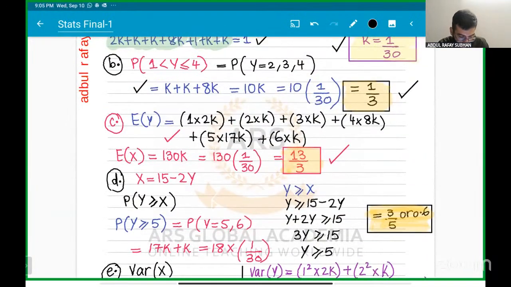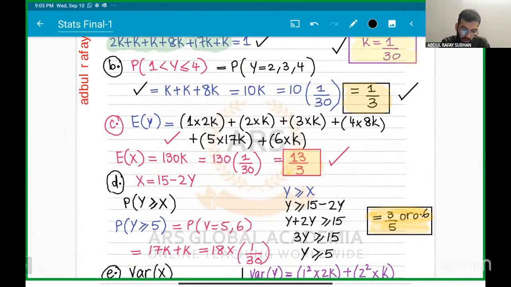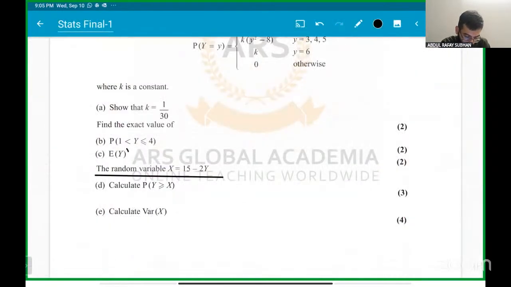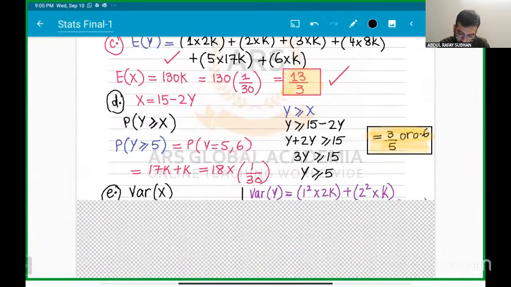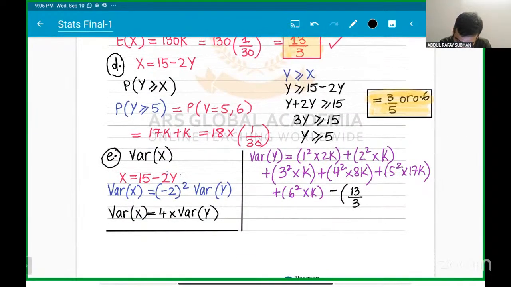Just make sure you show the formula one time so you don't lose marks. Mean, please make sure. That's why they have calculated the mean of y, it's here 13 over 3. So the mean of y, 13 over 3, whole square subtracted. Theek hai ji. So here we get the variance as well. The variance of y will be 1 square times 2k, that will be 2k. Just do it directly, phir isko simplify kar lenge. 2k plus 4k, 6k plus 9k. 16 times 8 is 128.